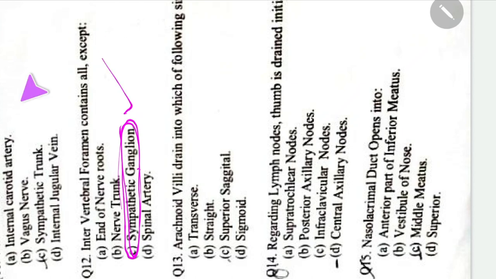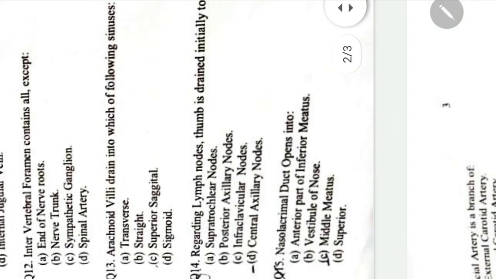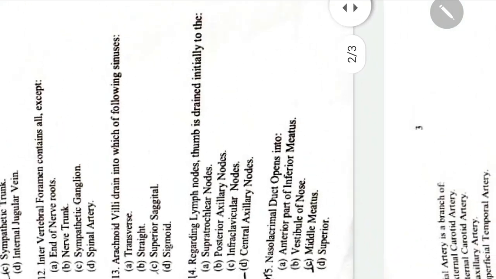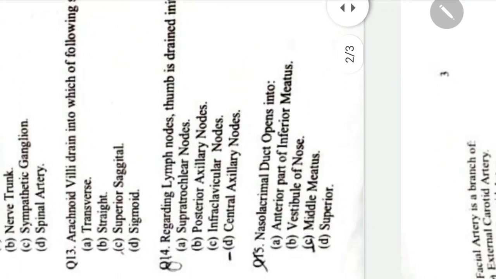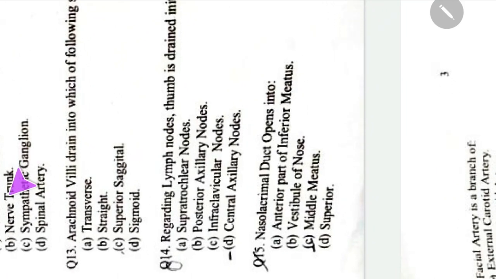Okay, next question is, arachnoid villi drain into which of the following sinuses? It's an easy question, although.